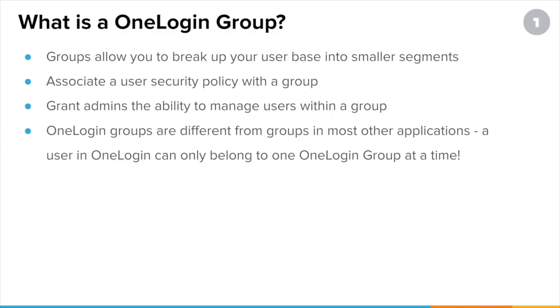What is a group? In the OneLogin platform, a group is simply a set of users that, as an admin, you can easily assign a user policy to and/or assign a specific administrator to. One of the key things to understand about OneLogin Groups is that users can only belong to one group at any given time, unlike groups in other applications where often users can belong to more than one group.